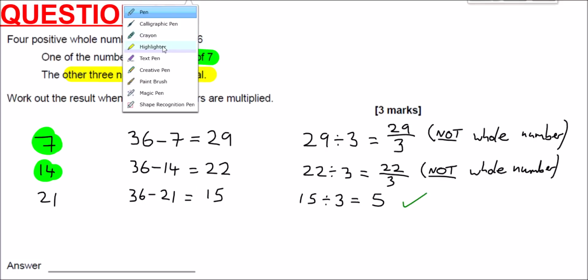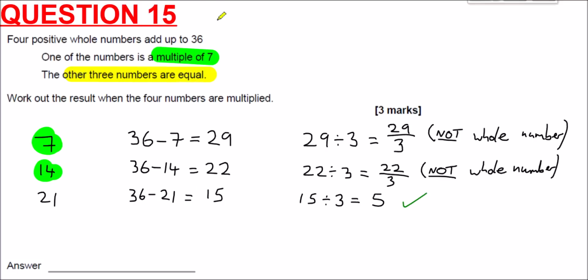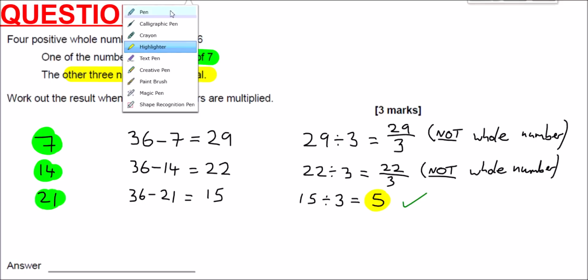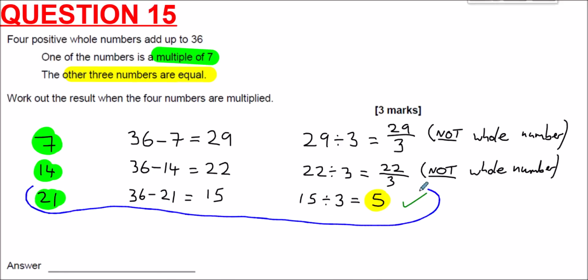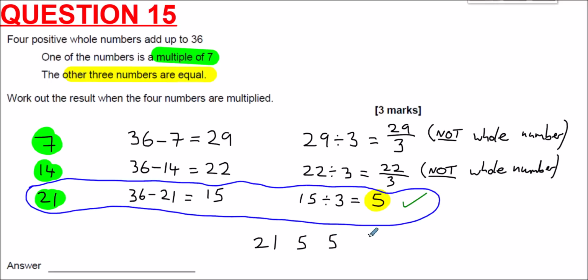And so what we've got here is three numbers that are equal are 5, and the multiple of 7 is 21. And so we've worked out the three numbers here. Because when the multiple of 7 is 21, it all works. And so the four numbers, the four positive whole numbers, must be 21, 5, 5, and 5. But that's only halfway to the answer.